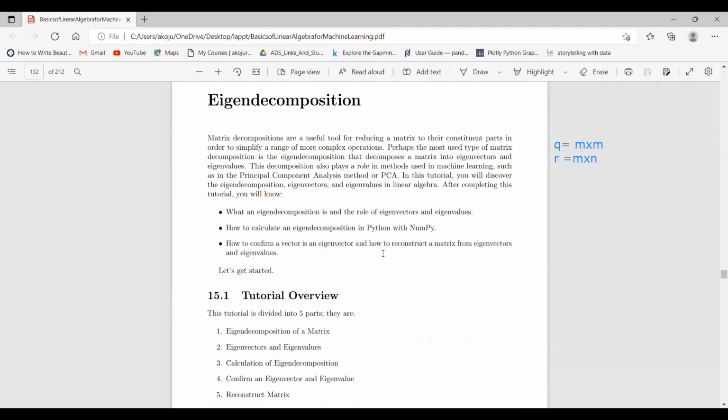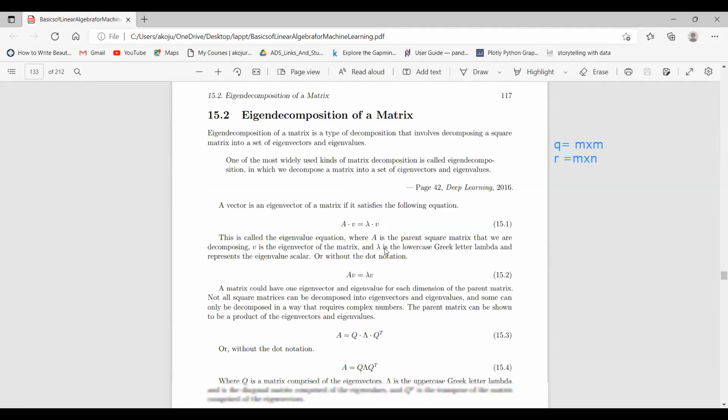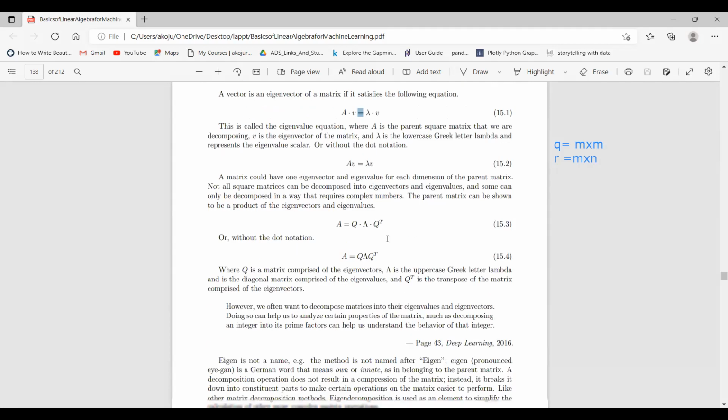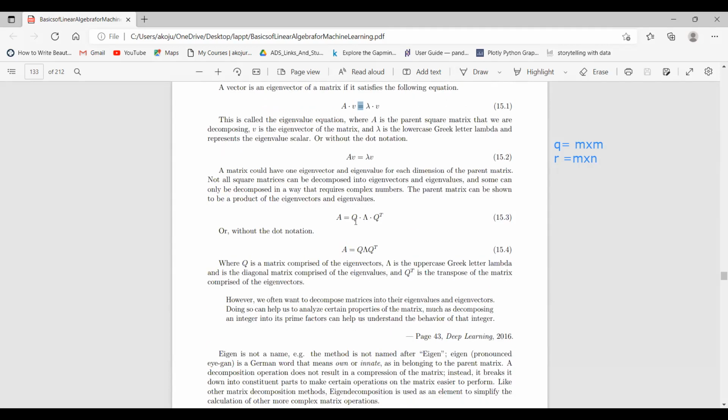So let's see the next decomposition, eigen decomposition. We can quickly go through this. We know that A v is equal to lambda v, where v is the eigenvector and lambda is the eigenvalue. And here comes the picture: A can be written as Q lambda Q transpose, where Q is a matrix comprised of the eigenvectors.